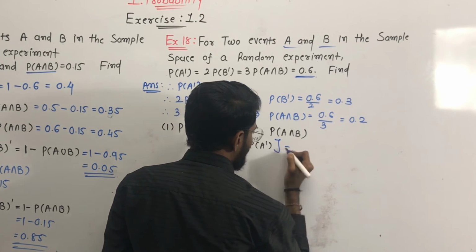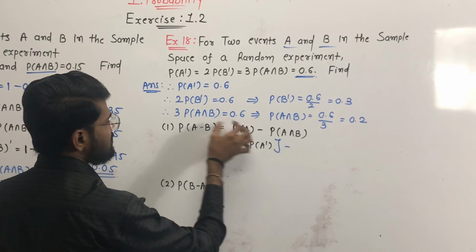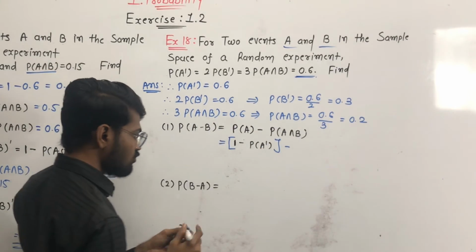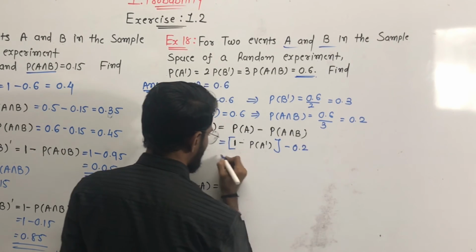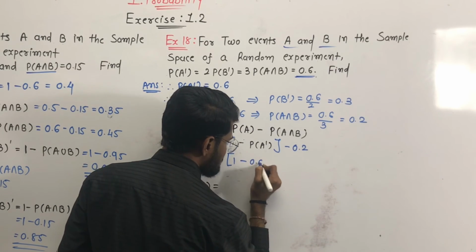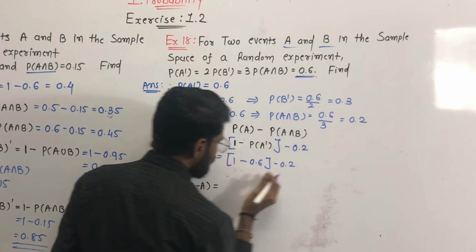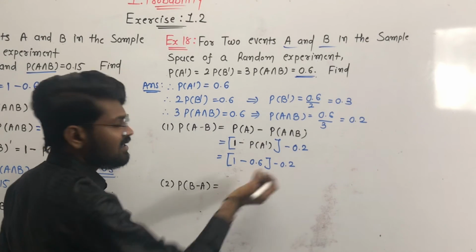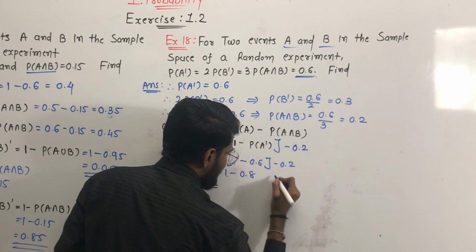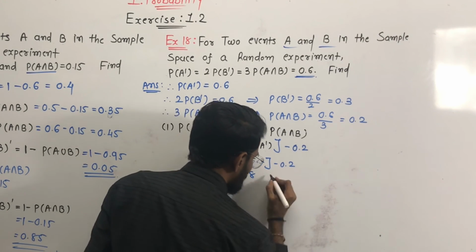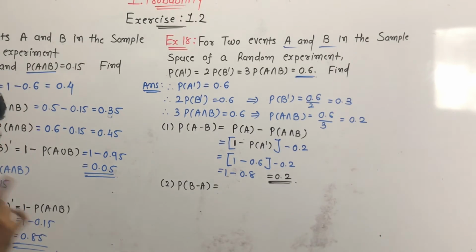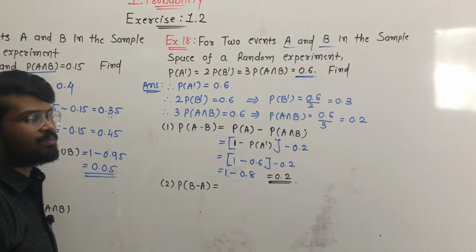Okay, now we know the value of P of A intersection B. Yes, it is equal to 0.2, so put in 0.2. Now 1 minus P of A dash, which is 0.6, and minus 0.2. 1 minus 0.6 minus 0.2 means 1 minus 0.8, and the answer is 0.2. Clear?